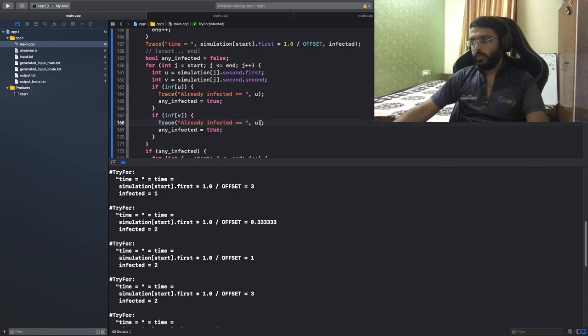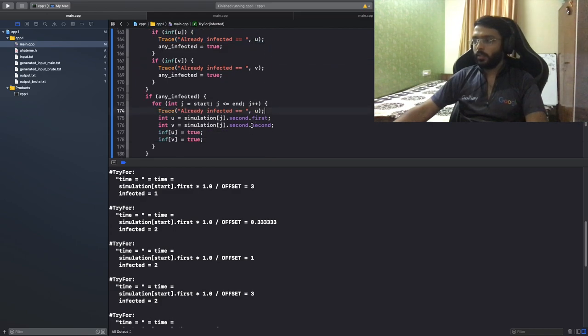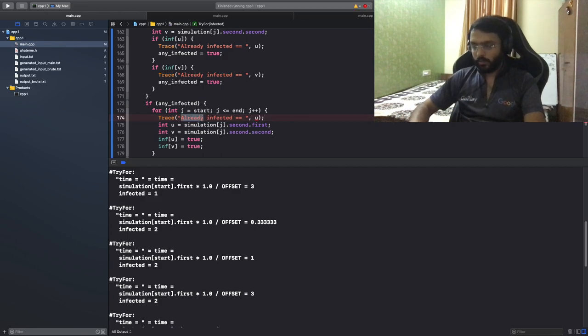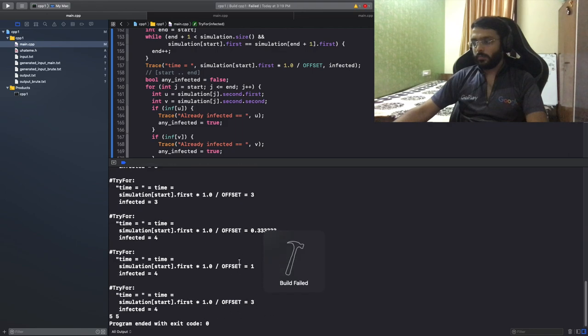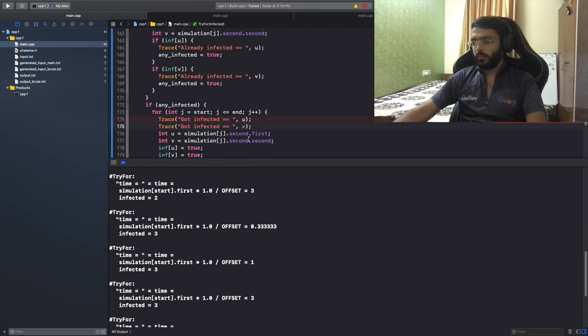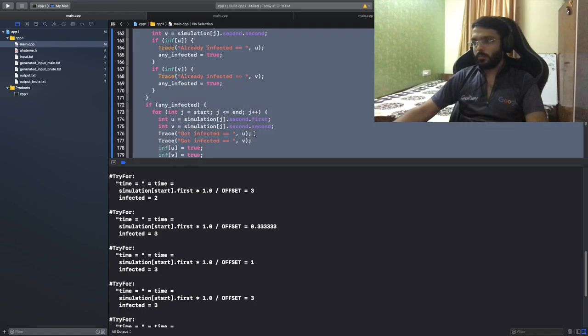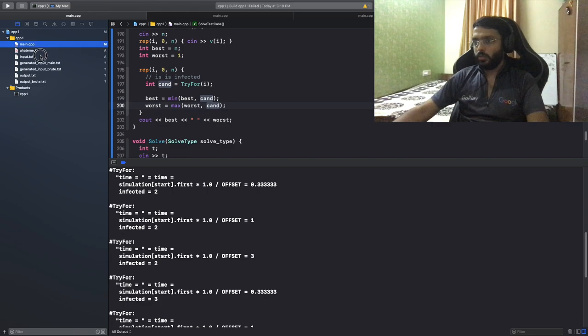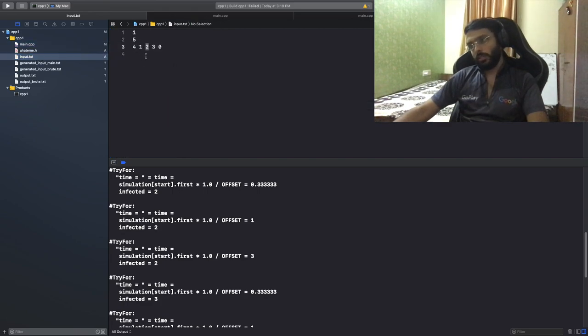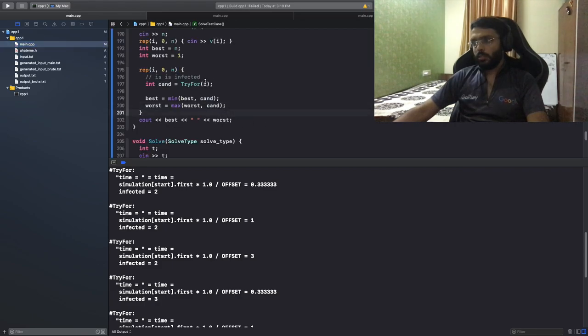So U is already infected, B is already infected, and then I'm like, got infected U and got infected B. In fact, let me just try to run this for, let's say, infected is equal to 2, right? 0, 1, and 2. Because if this person is infected, one should never get infected ideally. So 0, 1, 2. Let's try running this.